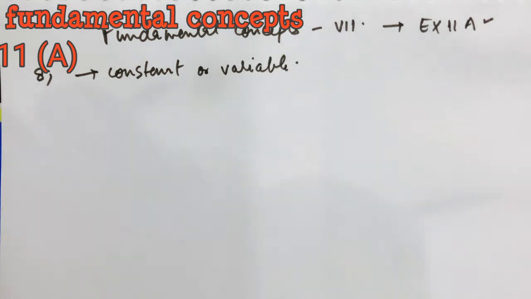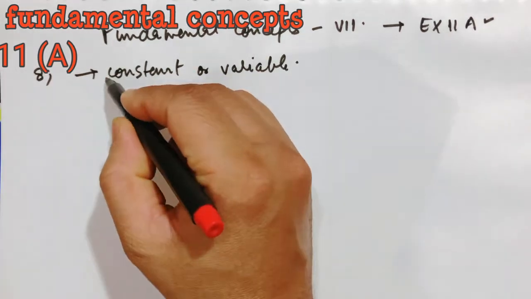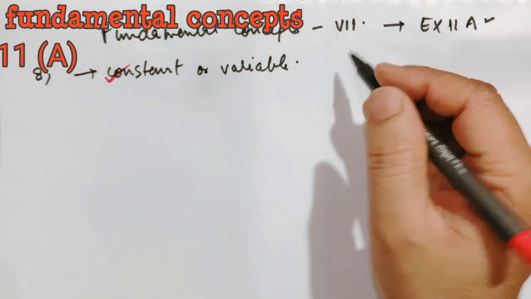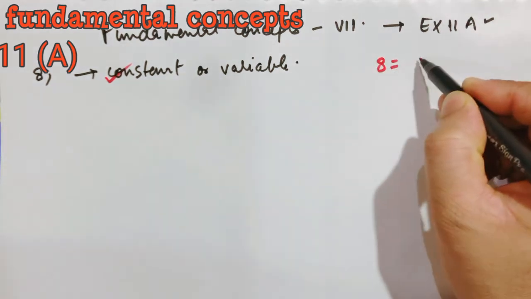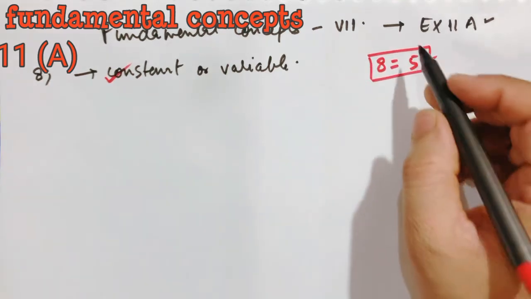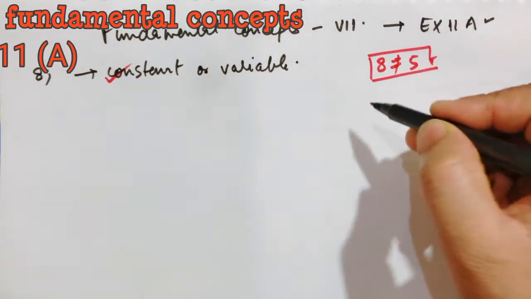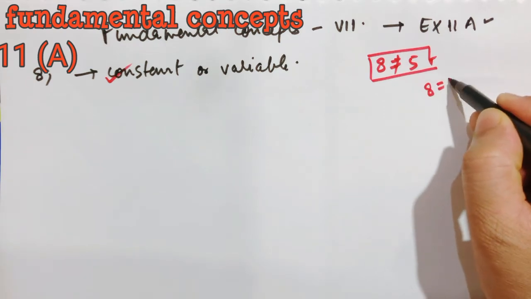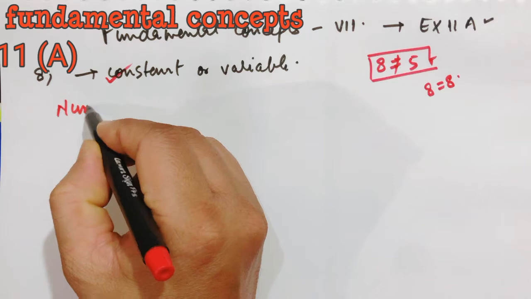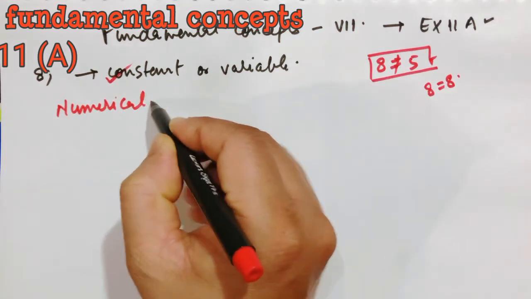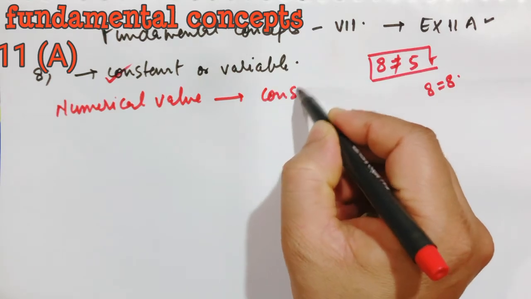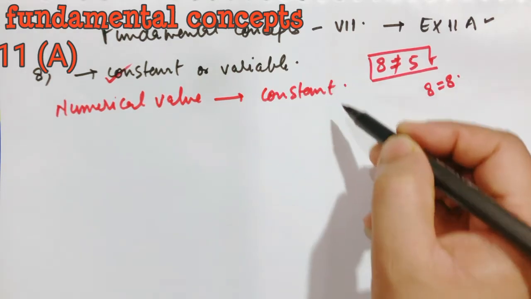Now constant means whose value doesn't change. So naturally, it would be quite foolish when you say the value of 8 is equal to 5. You are mad or what? 8 cannot be equal to 5. 8 will be equal to 8 only. So we say all those numerical values, whatever numerical values there are, are constants, whose value doesn't change.